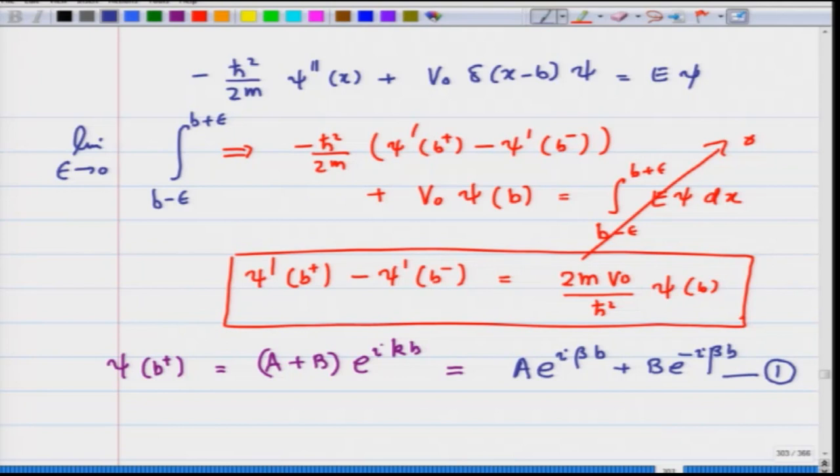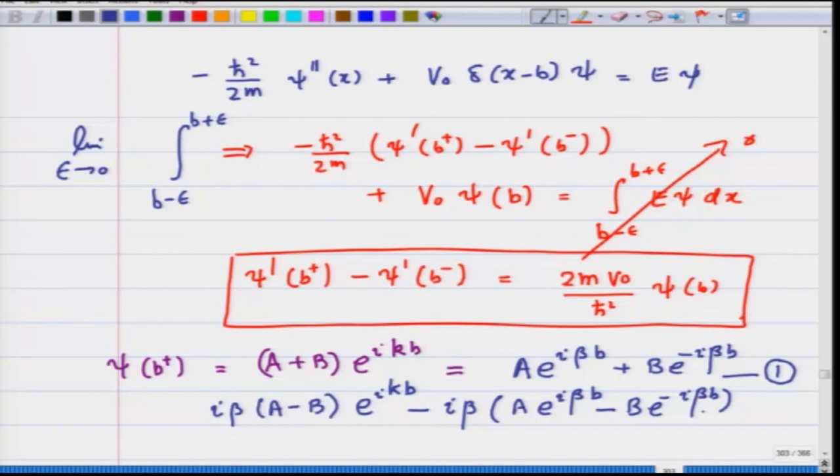And equation number 2 gives the difference between the derivatives, and therefore I get psi prime at b plus 1 is nothing but i beta (a minus b), and if I multiply this by e raised to i k b, this gives me psi prime at b plus by Bloch's theorem minus psi prime at b minus, and that will be i beta (a e raised to i beta b minus b e raised to minus i beta b), and this should be equal to 2 m v 0 over h cross square psi at b, which I can write either as (a plus b) e raised to i k b or a e raised to i beta b plus b e raised to minus i beta b. I choose the former, and this becomes (a plus b) e raised to i k b. This is my equation number 2.